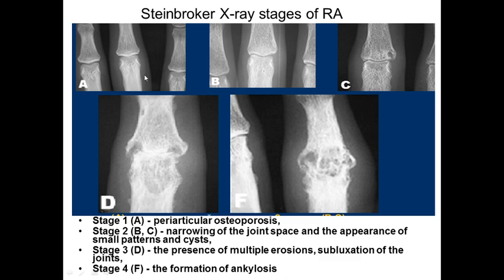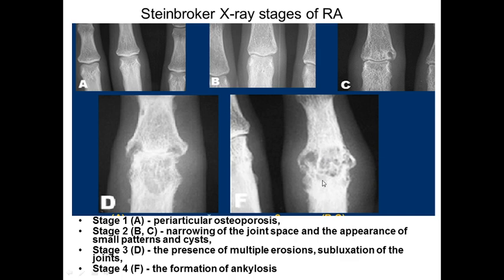On the first stage, you could find only periarticular osteoporosis. On the second stage, you could see narrowing of the joint space and the appearance of small cysts, erosions and cyst formation. On the third stage, the presence of multiple erosions and subluxation of the joints. And the fourth stage, formation of ankylosis.